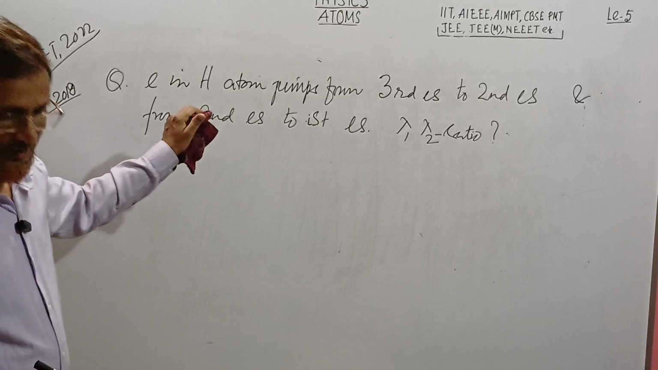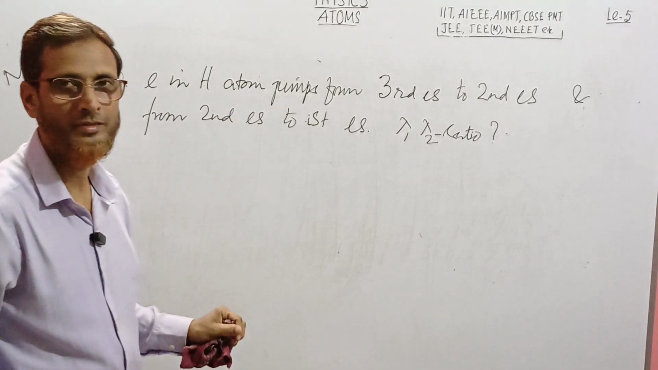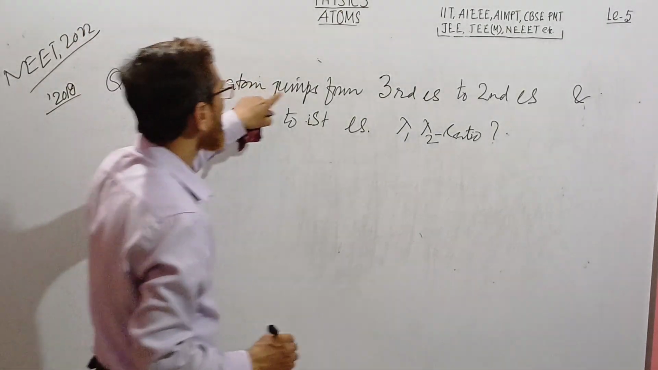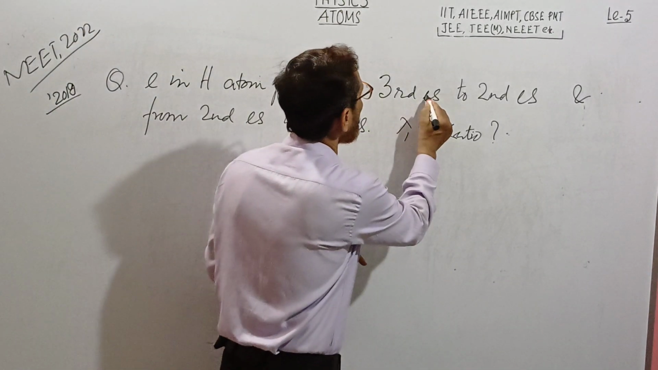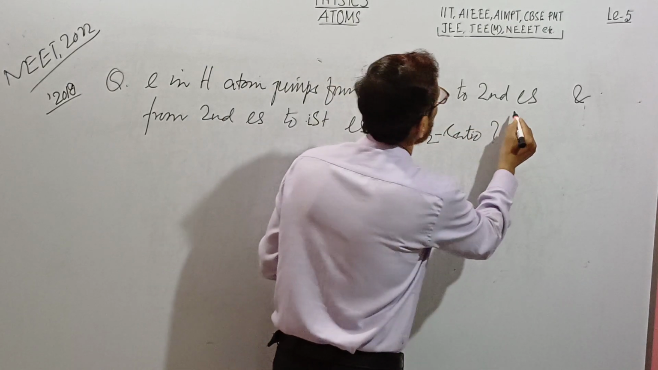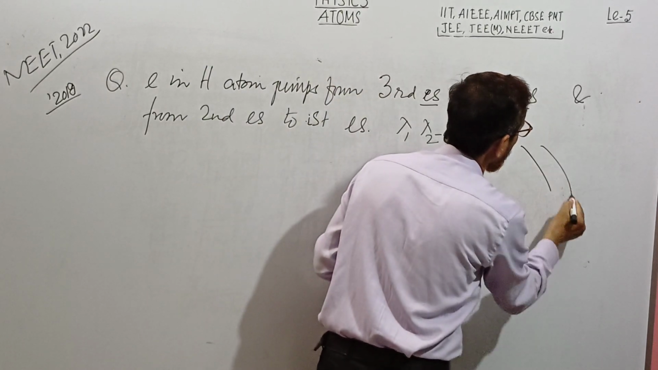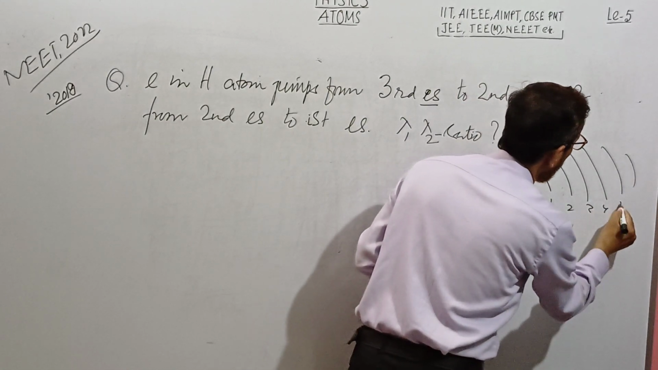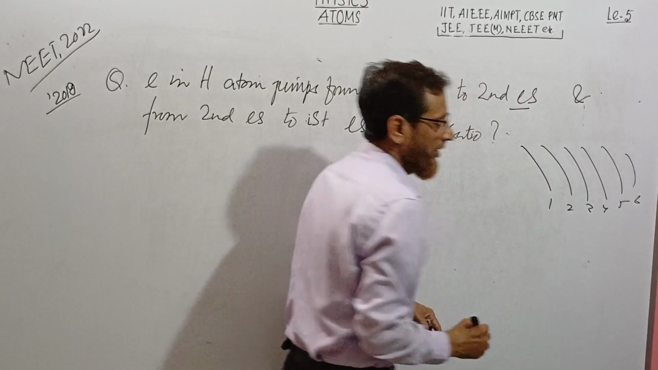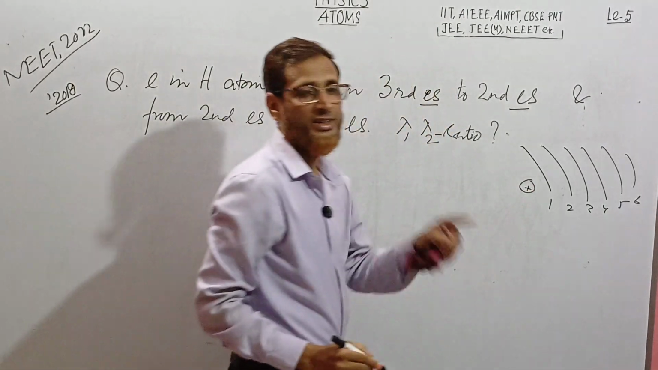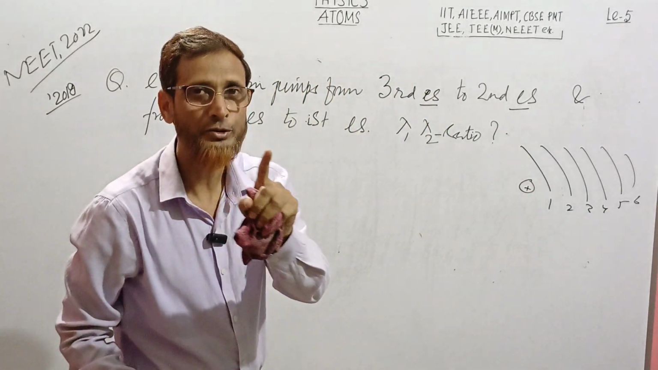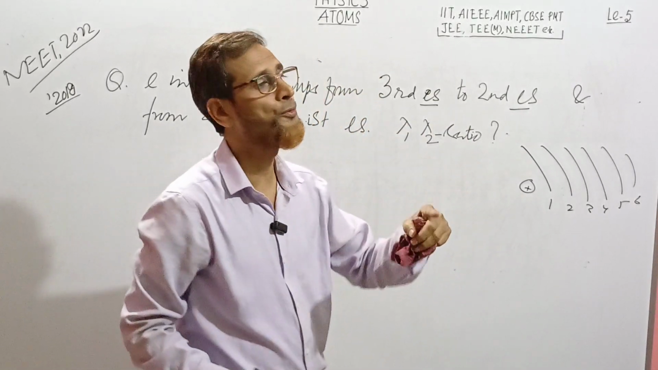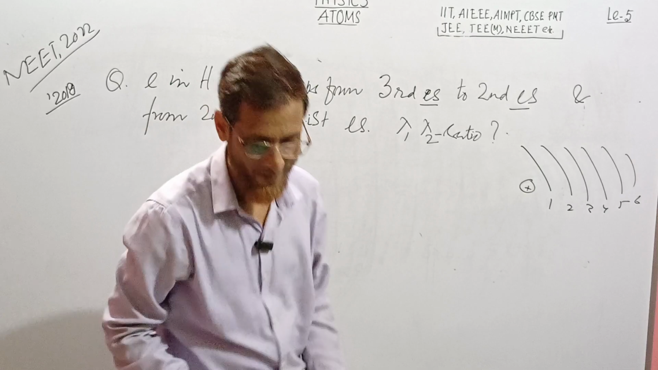Very interesting, very excellent. Excellent question. Electron in hydrogen atom jumps from third excitation state to second excitation state. 1, 2, 3, 4, 5, 6. I told you, whenever there is a question of excitation state, you jump directly to the value of n, in which orbit it is. Am I right?